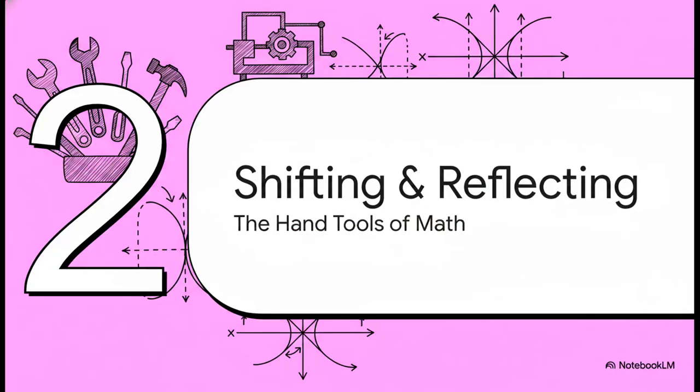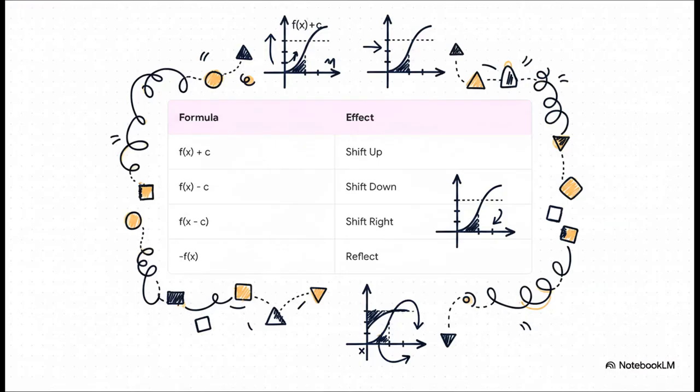Moving right along to section 2, shifting and reflecting. So to do this efficiently, we really need to master the hand tools of our mathematical workshop. These are your everyday operations that let us move, stretch, and flip graphs around without having to agonizingly calculate every single point. Let's walk through the formal rules for these tools. First up, vertical shifts. If you have a constant c and you add it completely outside the function, like f of x plus c, you just slide the whole graph up. Subtracting c outside the function slides it straight down. Makes total sense, right? You're just directly changing that final y value.